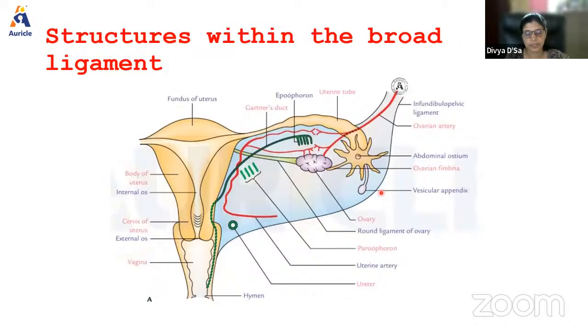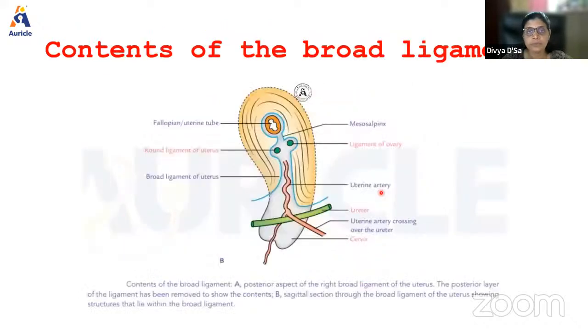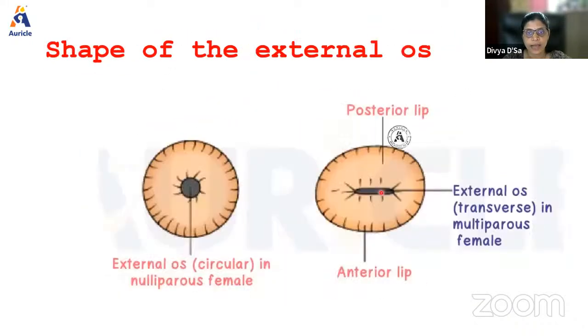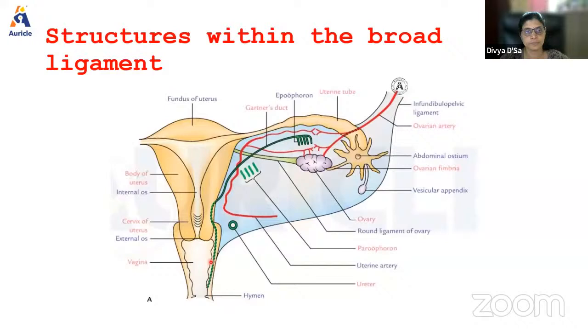Coming to the ligaments and structures, we have the structures within the broad ligament of the uterus. The uterus will have true ligaments and false ligaments. By true ligaments, we mean those which actually provide support and form ligamental support.